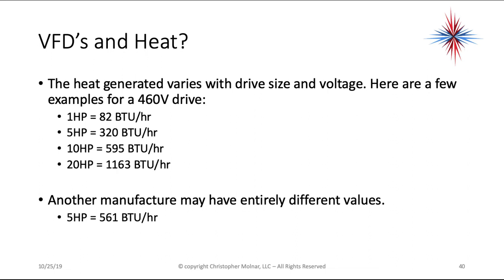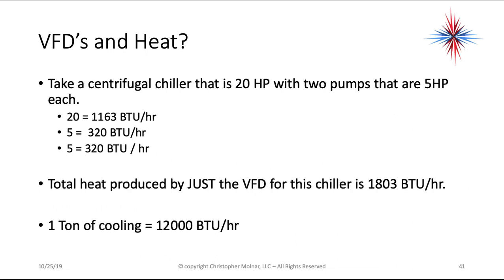1 horsepower equals 82 BTUs per hour. Then if it goes up to a 20 horsepower drive, it's 1163 BTUs per hour. Another manufacturer may have entirely different values. For example, 5 horsepower is 561 BTU per hour.